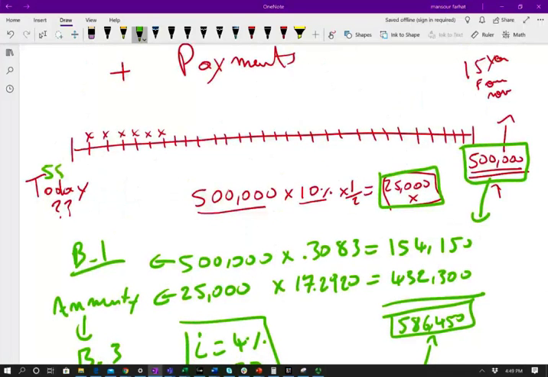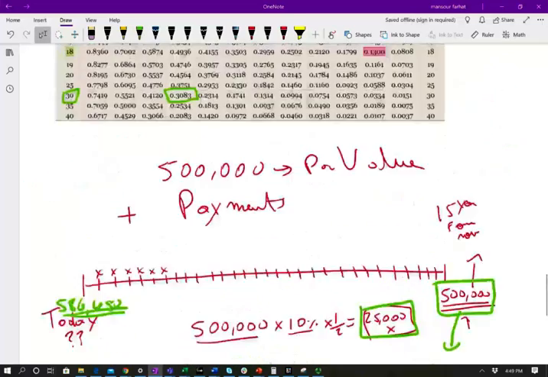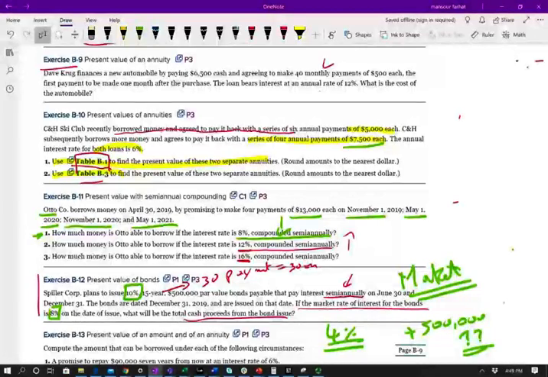And as I told you, it's going to be a premium bond. You're going to pay more than $500,000 because what the company is offering, 10% on the bond, is greater than the market value, the market only requiring 8%. So this is an important computation, finding the price of a bond. Okay?